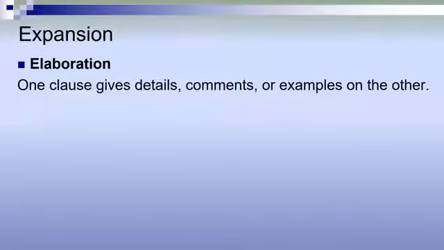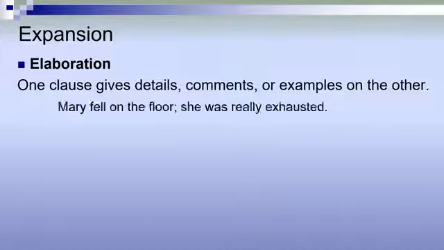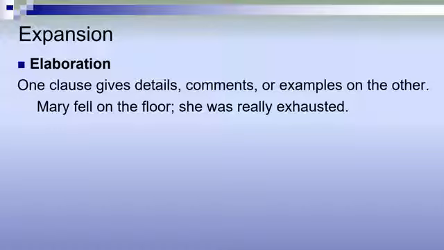The expansion relation falls into three kinds, namely elaboration, extension, and enhancement. Elaboration occurs when one clause gives details, comments, or examples on the other. Here is the example. Mary fell on the floor. She was really exhausted. So she was really exhausted gave details on why Mary fell on the floor. It's more or less that she fell on the floor because she was really exhausted.